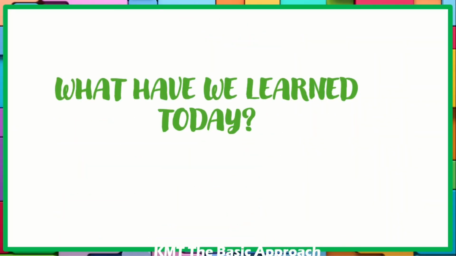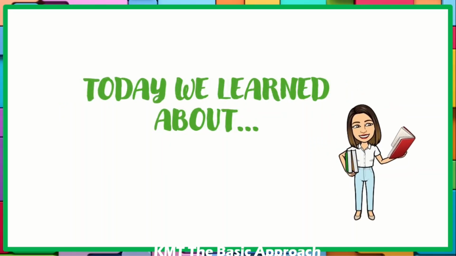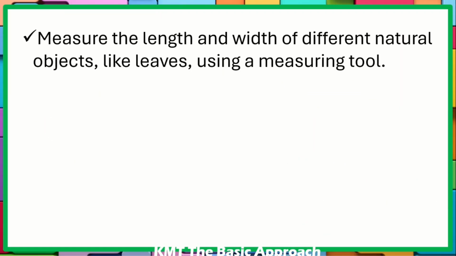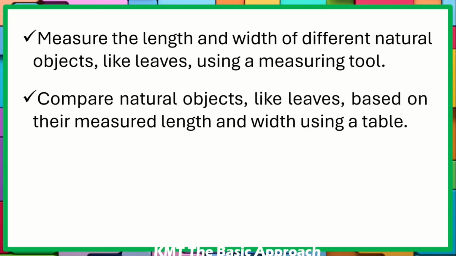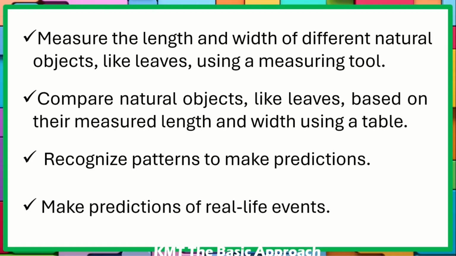What have we learned today? Today, we learn about how to measure the length and width of different natural objects, like leaves, using a measuring tool. How to compare natural objects, like leaves, based on their measured length and width using a table. How to recognize patterns to make predictions. And how to make predictions of real-life events.